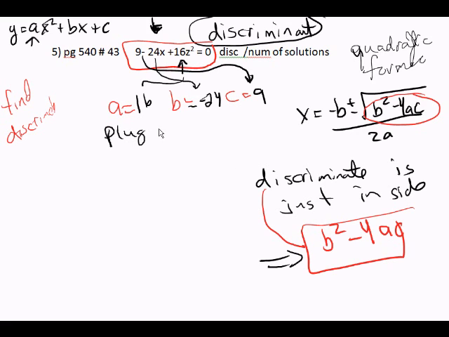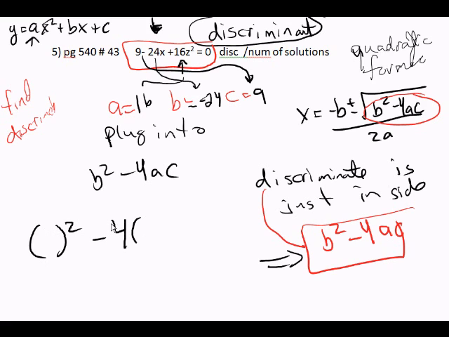And now we're going to plug it in to this. We're just plugging it into the discriminant, b squared minus 4ac. So I'm going to put a parentheses, b squared minus 4 times a times c. The b part is negative 24. The a part is 16.